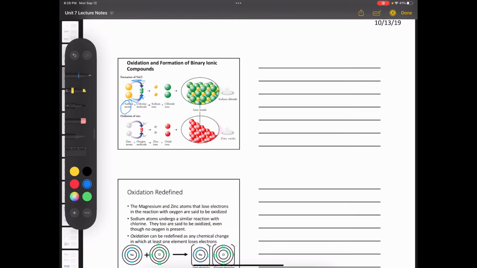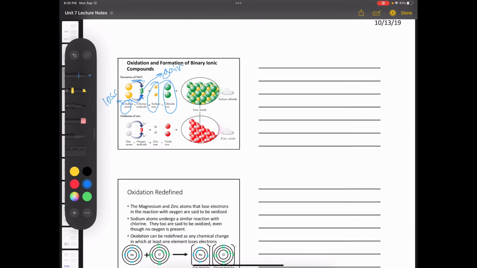Okay, so chlorine will gain these electrons, and sodium will lose these electrons. So we have sodium ions or cations, and chloride ions or anions with a negative charge. If I were to describe the material that's been oxidized, that would be the sodium. The material that has been reduced would be the chlorine, I should say. The chlorine gained these electrons.